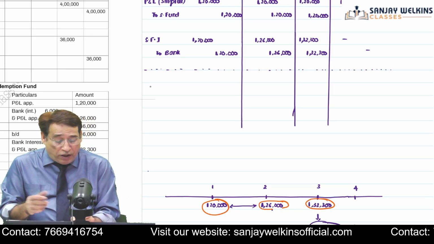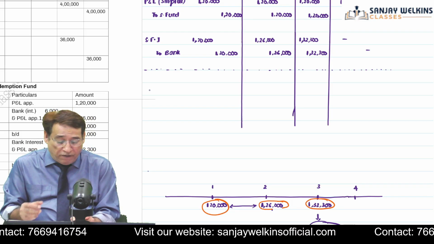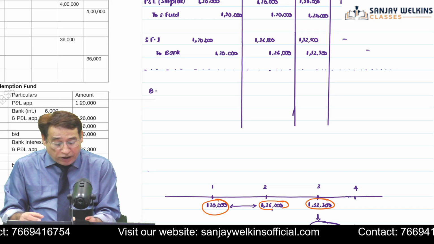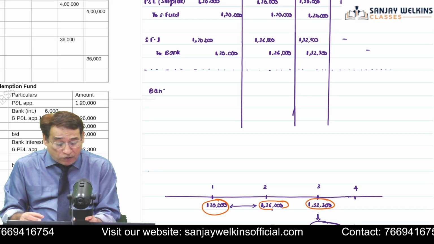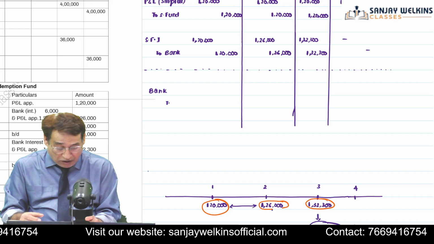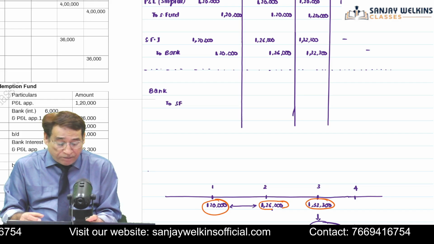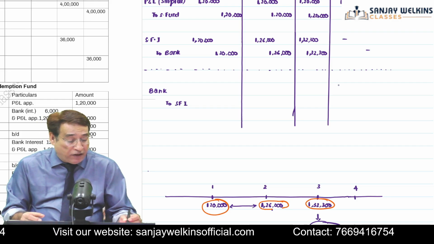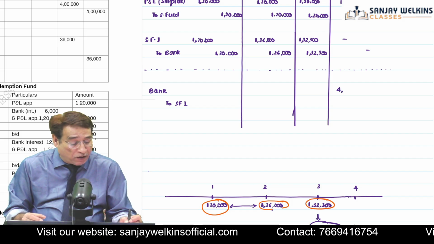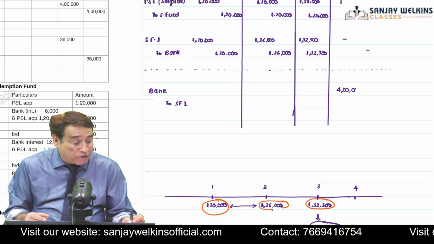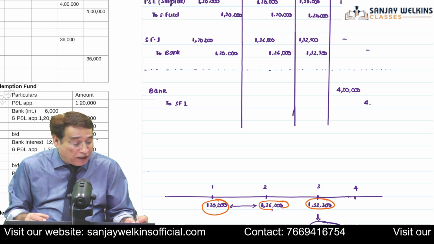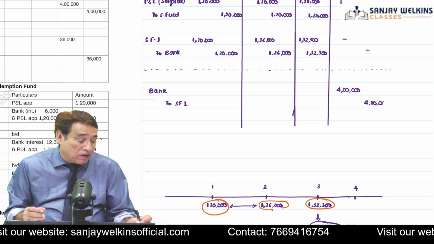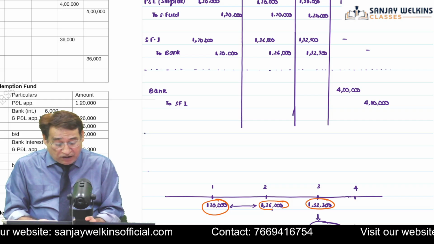Now, you are going to actually sell your investment. When you sell your investment, your entry will be bank account debit to sinking fund investment account. Is it clear to you or not? So this is another point. At the end of the final year, you are going to sell your investment. Now you have sold your investment for rupees 4 lakh. So this is how you are going to pass the entries.